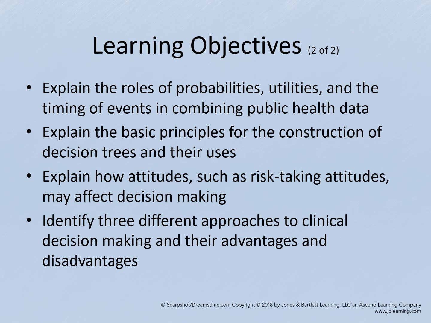explain the roles of probabilities, utilities, and the timings of events in combining public health data, explain the basic principles for the construction of decision trees and their uses, explain how attitudes such as risk-taking attitudes may affect decision-making, identify 3 different approaches to clinical decision-making and their advantages and disadvantages.